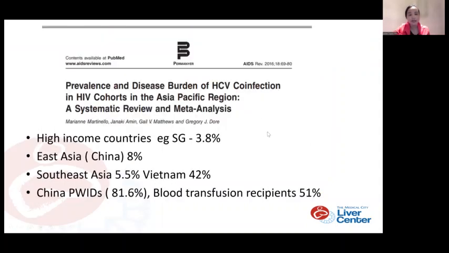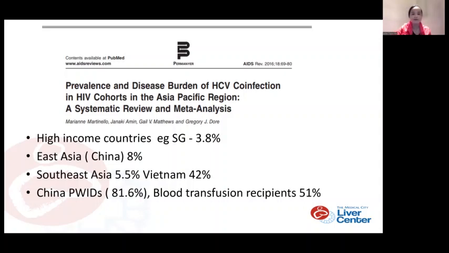In terms of HCV and HIV co-infection, this is a systematic review or a meta-analysis of the burden of co-infection with HIV in the region. And this probably is what we have in the Philippines also, a very diverse rate of co-infection. So in high-income countries, they found that their rate was a bit low at 3.8%. However, there are areas in focus populations, such as PWIDs in China, where the rates of HCV, HIV co-infection were over 80%.